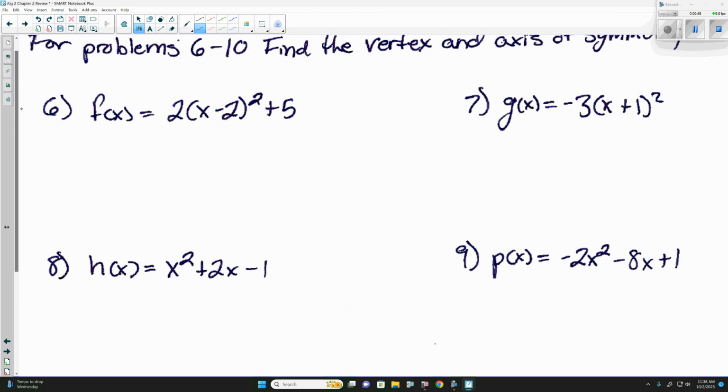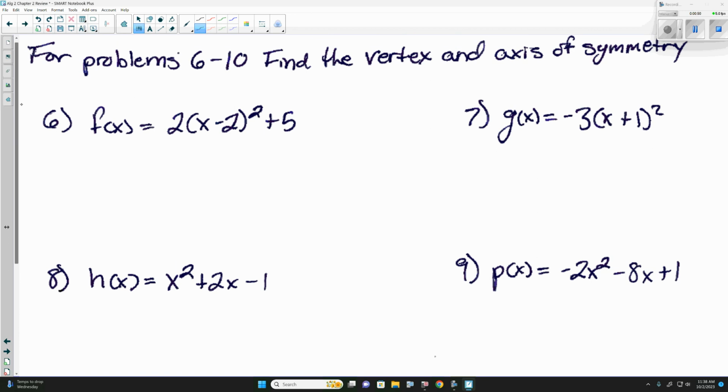So what we are going to start off with is problems 6 through 10. We're going to start off with these here. Now, with these here, we need to match up the form that they are with, and then find the vertex and axis of symmetry.